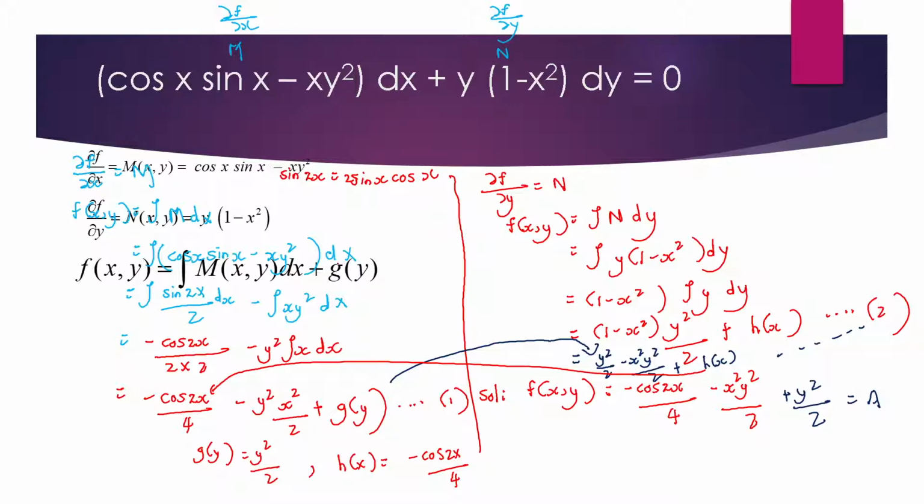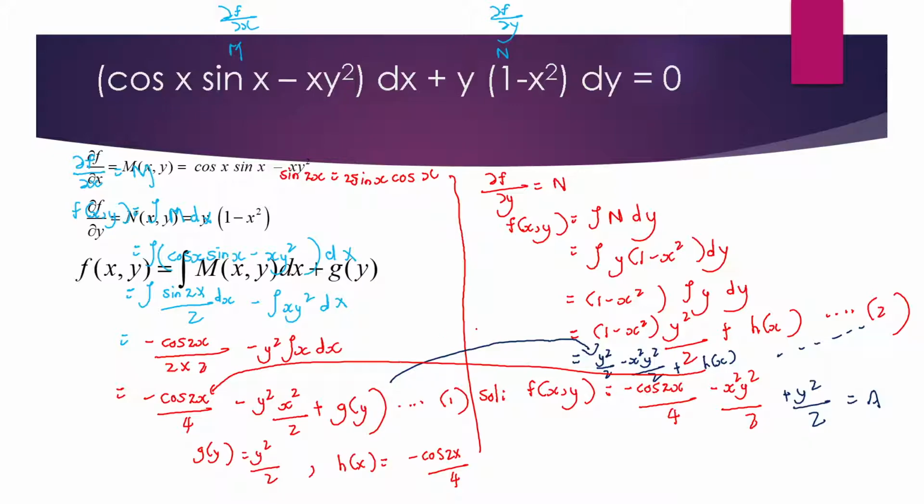Equation 1, we integrate with respect to x. The constant is not the normal constant, but can be a function of y, because this is partial integration. When you integrate with respect to x, y is also a constant. That's why the constant can be a function of y also.